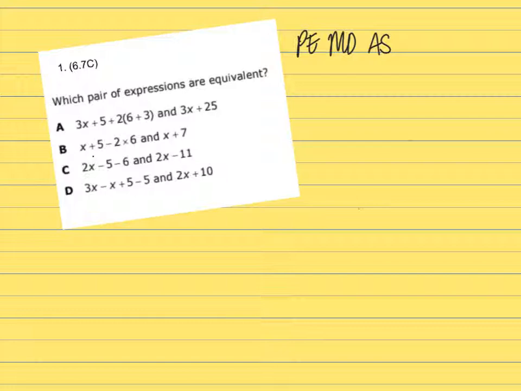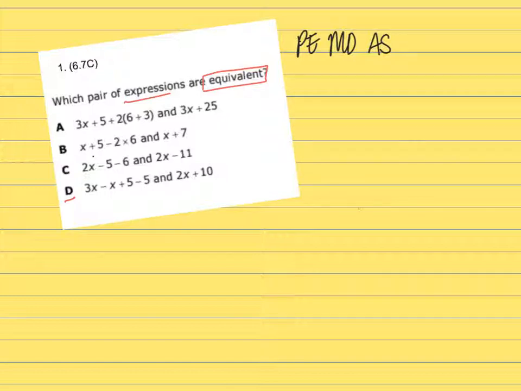So to solve a problem which asks you which pair of expressions are equivalent, they're asking you which of the two expressions are the same or have the same value. As I look at the answer choices, I can see that A is a very long term. B has some long terms too. A looks like it's more complicated to solve, so I'm going to start with the shortest one. Let's try starting with D.